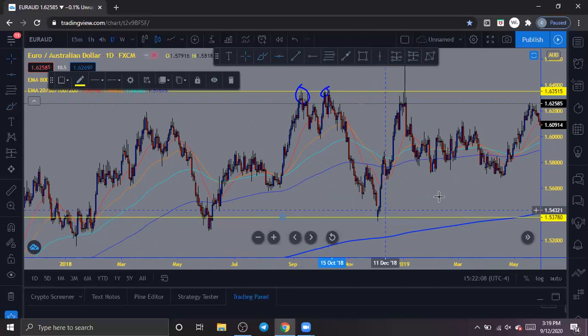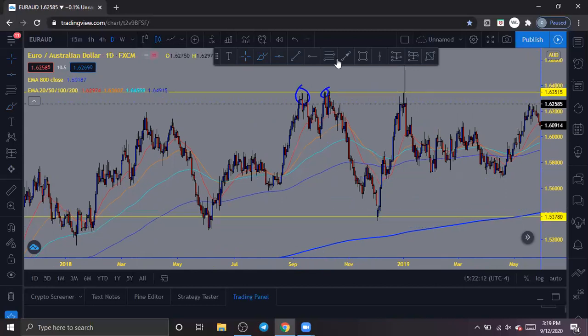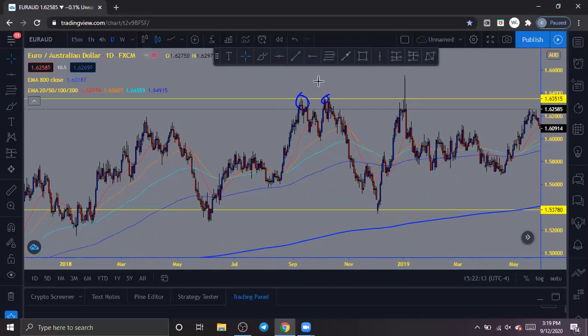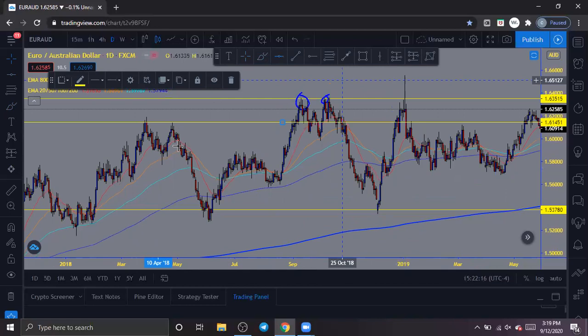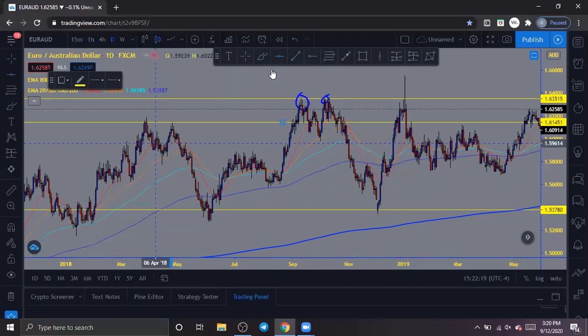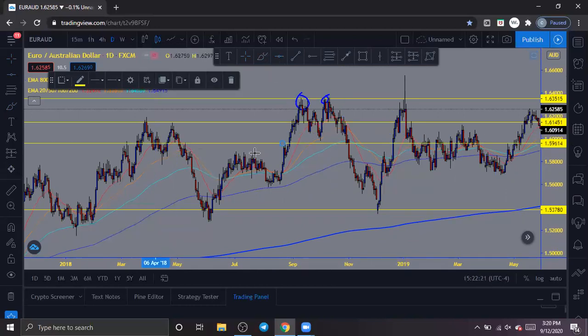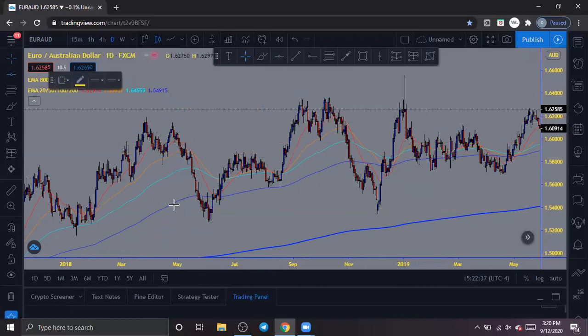Now, what you want to come to understand is that there are levels of support and resistance all over the chart. Right here is resistance. Right here is resistance. Resistance right here. Because right here you see resistance right here, right? Resistance right here. So you have to keep in mind the level that you're looking at, right?